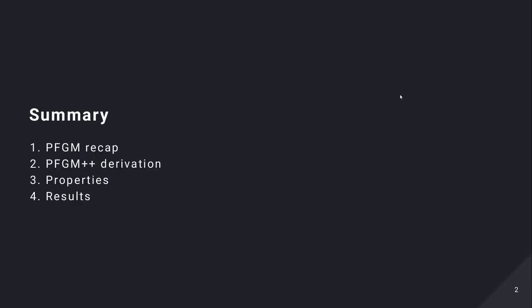I'll start by giving a brief recap of PFGM, and from there I'll show the derivation of PFGM++, which was just a couple of modifications on top of the base model and how we get there. And then I'll talk about some of the properties that come out and then the results. Note that I'm not covering all of the properties in the paper, but that's something I want to discuss later because I haven't understood exactly what the paper was meaning to say. So yeah.